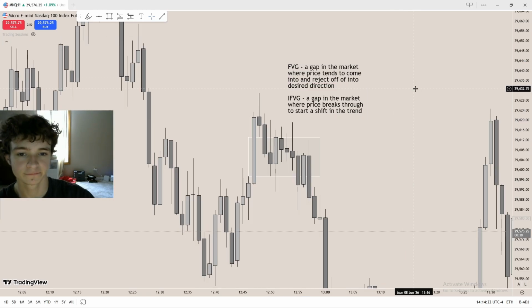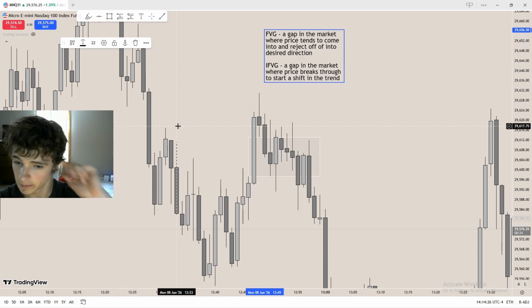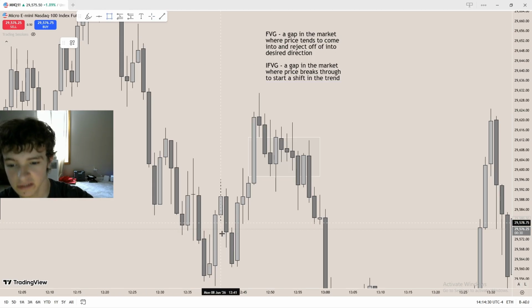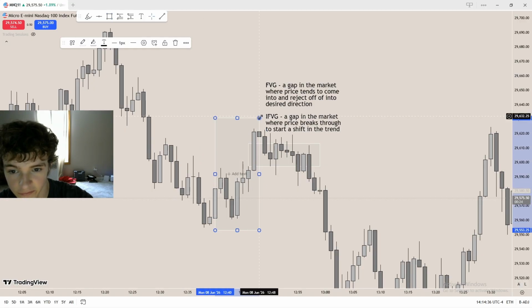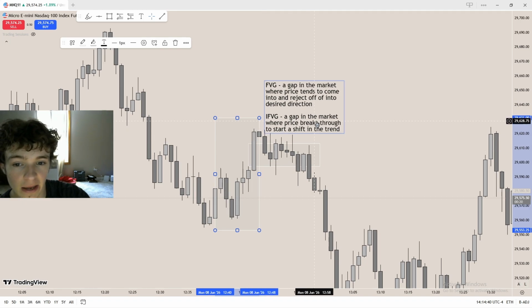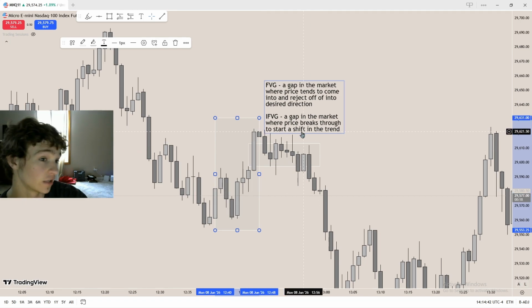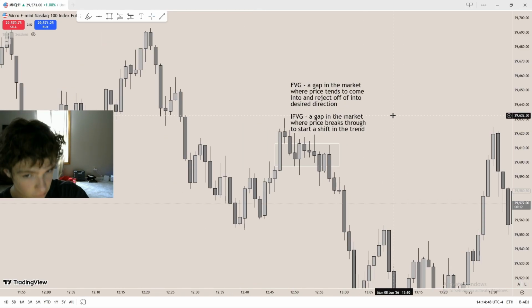Alright, here we go. And I'm going to show you an example. I already showed you an example of the IFVG. I'm going to do the inverse fair value gap. For this little bit right here, we're in an uptrend. Whenever I say a gap in the market where price tends to break through and shift the trend, right now we're in an uptrend and we're going to shift that into a downtrend. Shift meaning we're going to change.